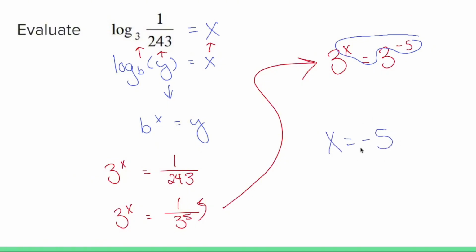Now I'm not going to circle x equals negative 5 because technically x wasn't in the original problem, so I'll just say negative 5 is going to be my answer. So after doing all of that, log base 3 of 1 over 243 is negative 5, baby.